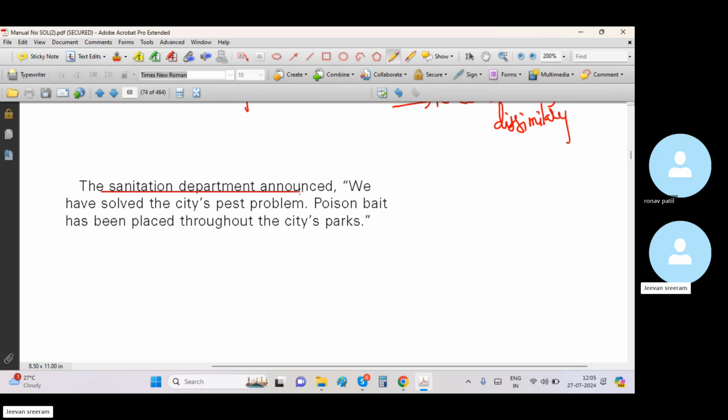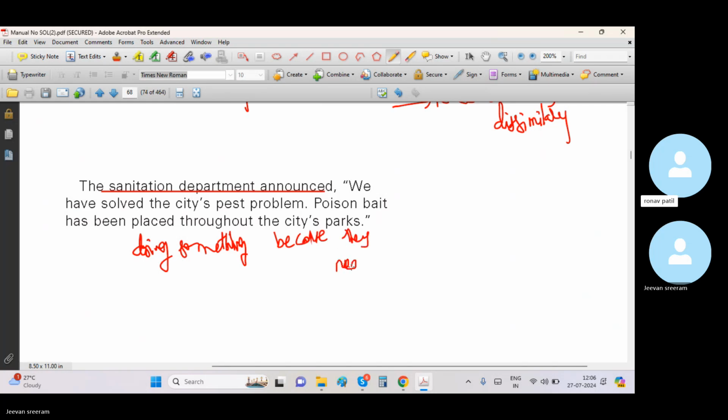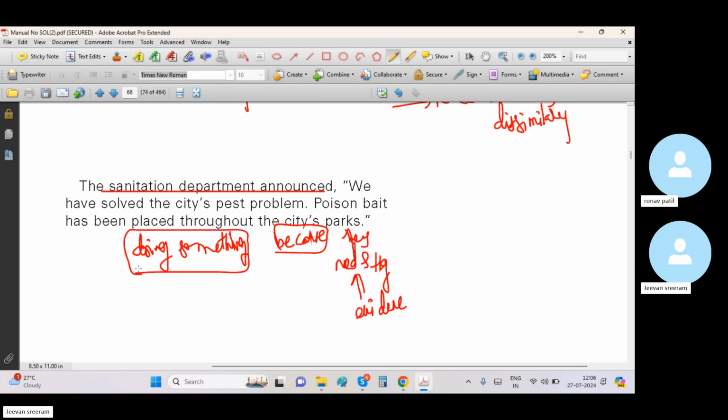So this is the sanitation department's announcement. What they said: we have solved the city's pest problem, because poison bait has been placed throughout the city parks. So the claim is that they solved the city's pest problem, and I'll tell you the evidence. Doing something because they need something. After "because", that is actually the evidence. What are they doing actually? Placing the poison bait.